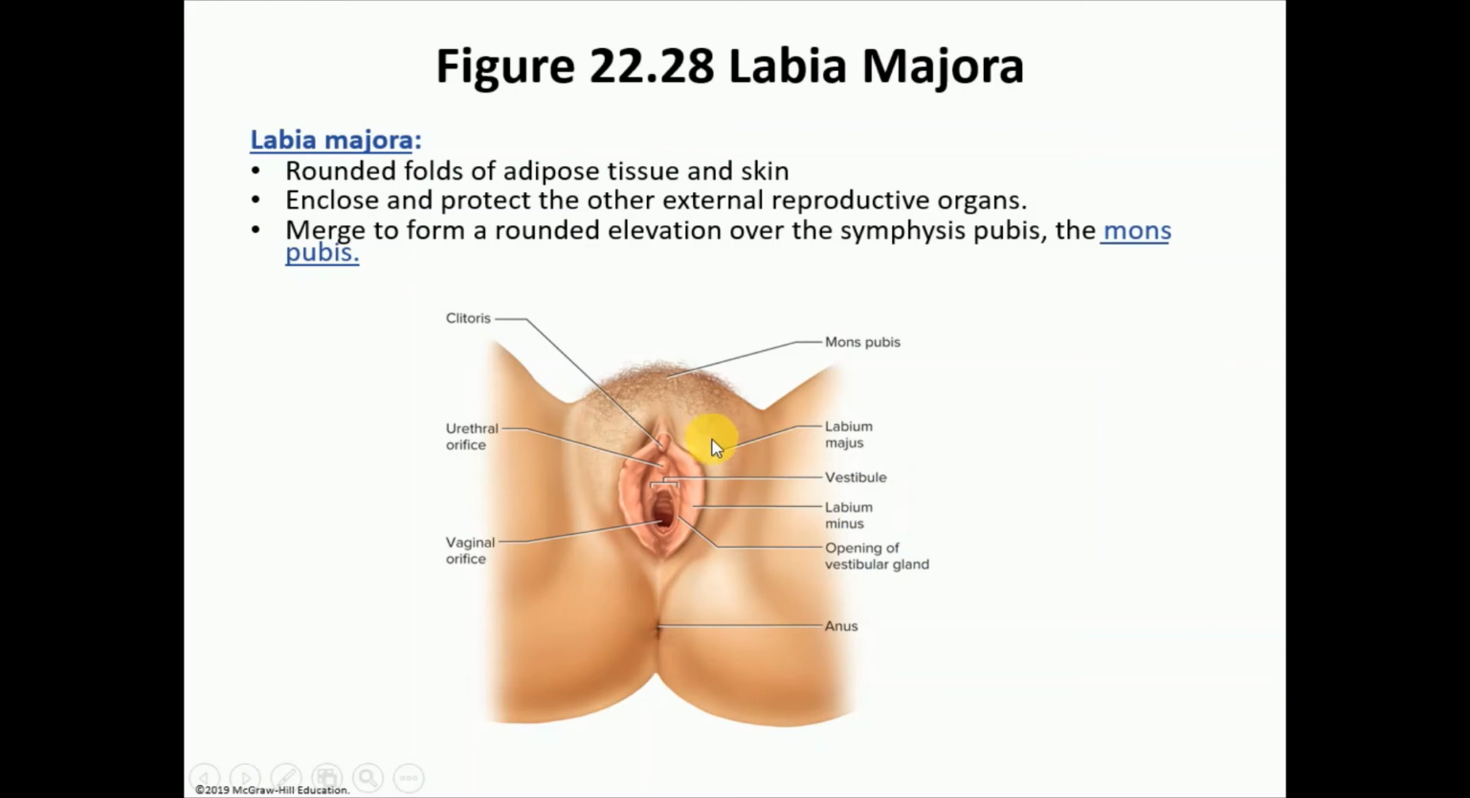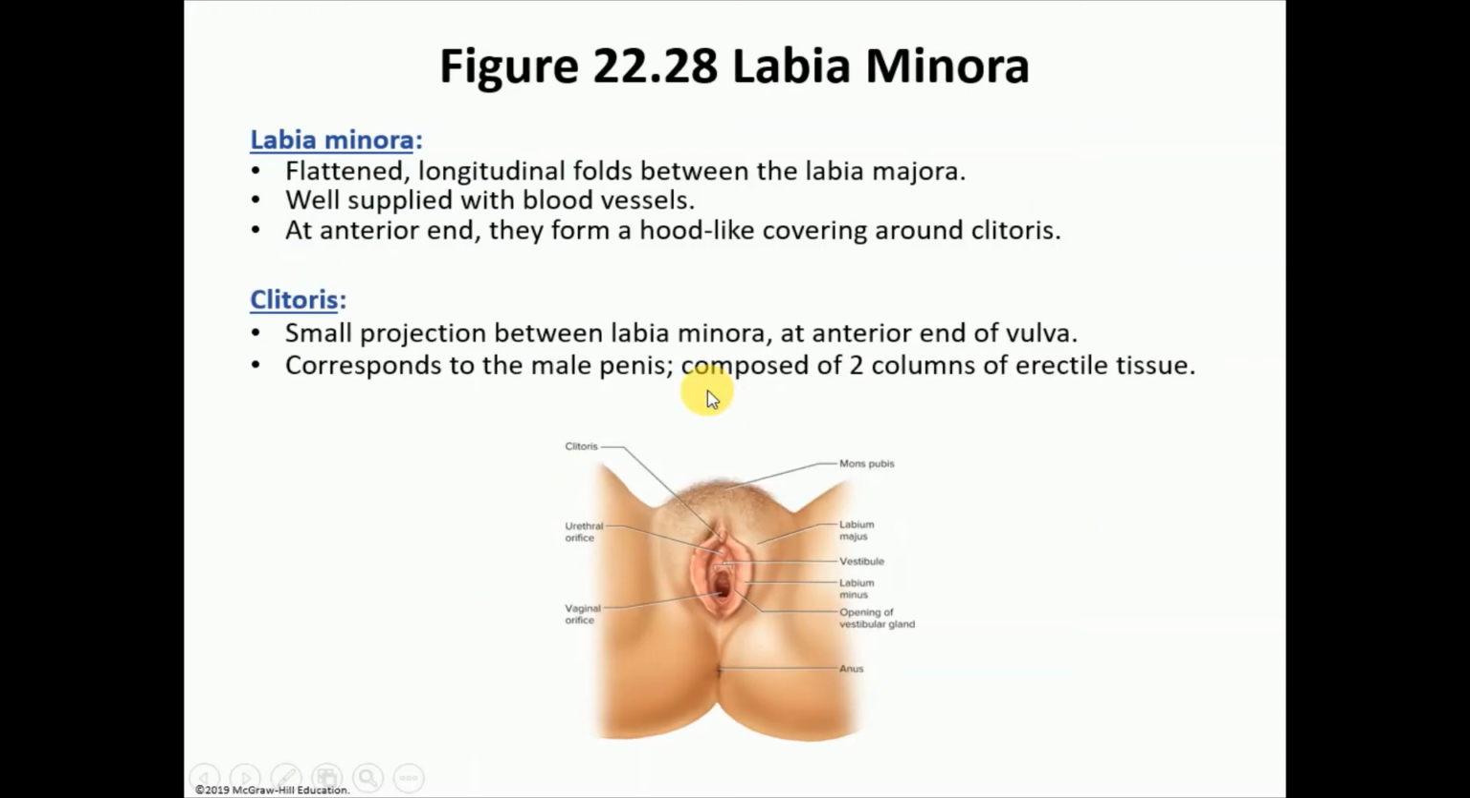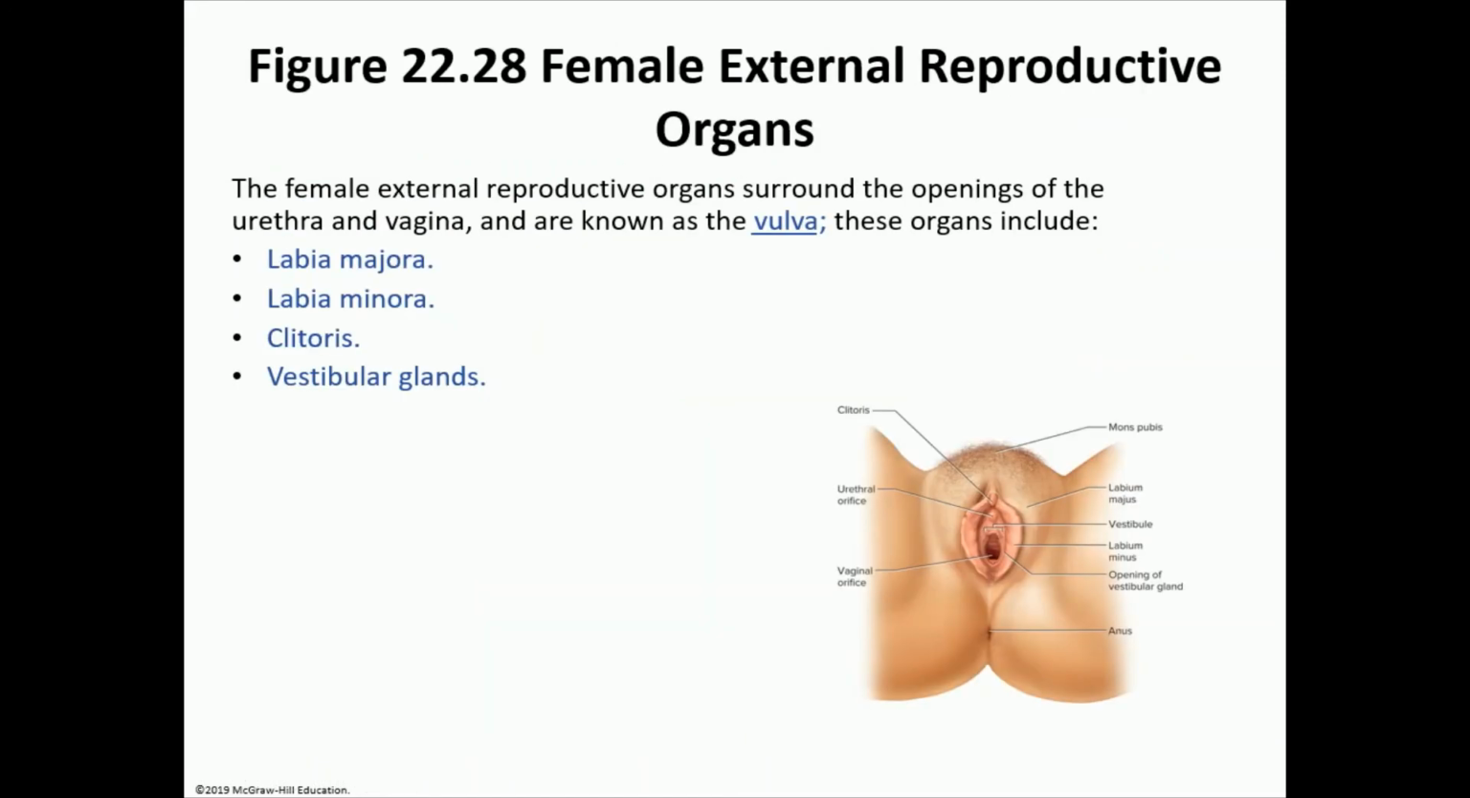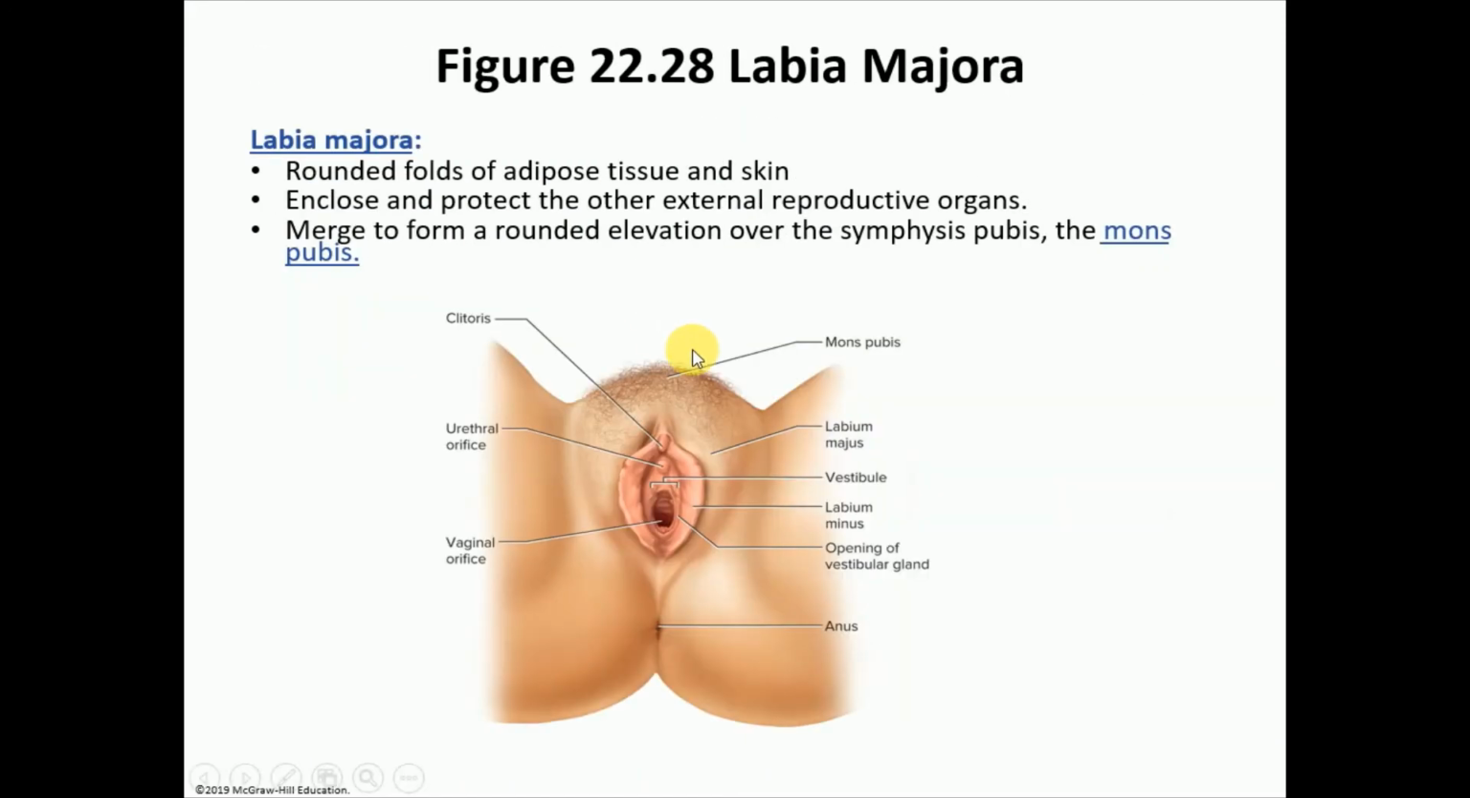Labia majora are made out of skin. So the labia majora is the skin that lies over adipose tissue, and they merge in the front to make this mons pubis area. The mons pubis has the pubic hair as well.